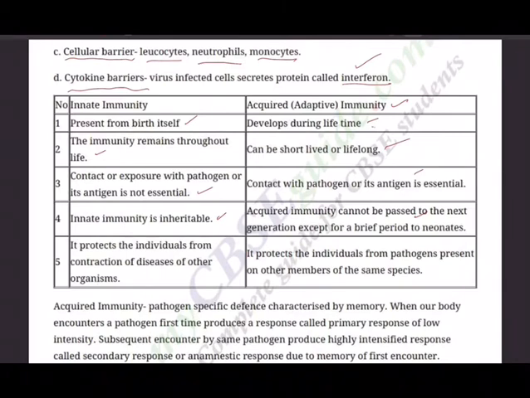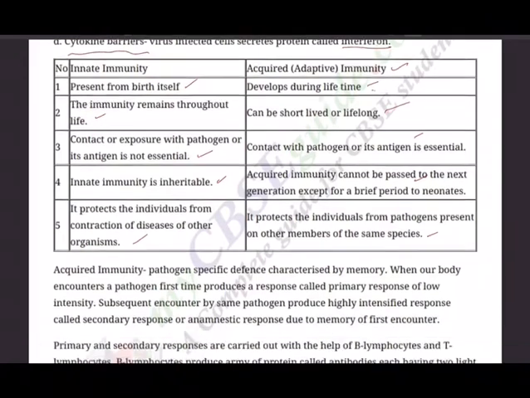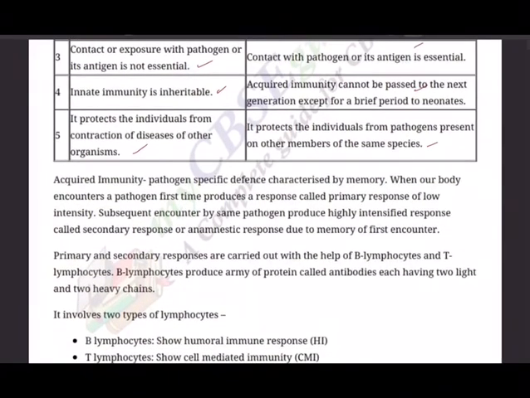And it protects the individuals from contraction of diseases of other organisms. It protects the individuals from pathogens present on other members of the same species. That means it is specific and for the time being. So acquired immunity, it is pathogen specific, as I said just now. Pathogen specific defense characterized by memory. This is important. So everything is recorded in our brain, and whenever we are attacked frequently by the same pathogen, our memory helps us to fight easily.